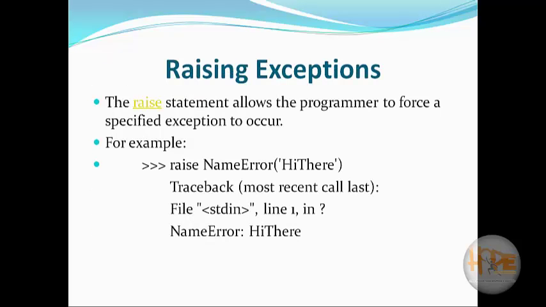Now we see the syntax error. The raise statement allows the programmer to force a specified exception to occur. Here we see the example of raising the exception.